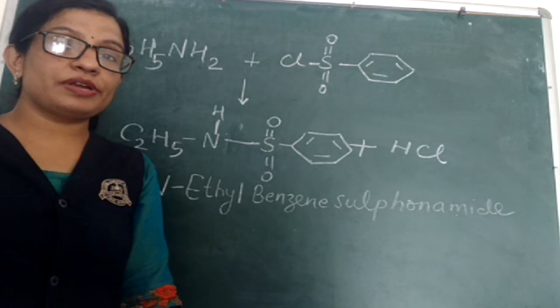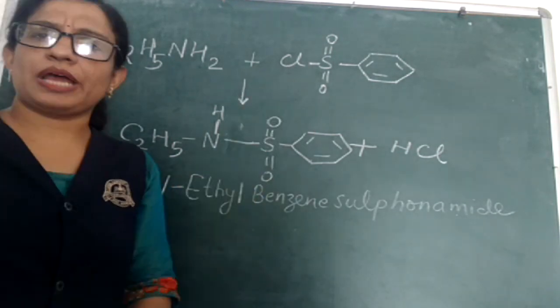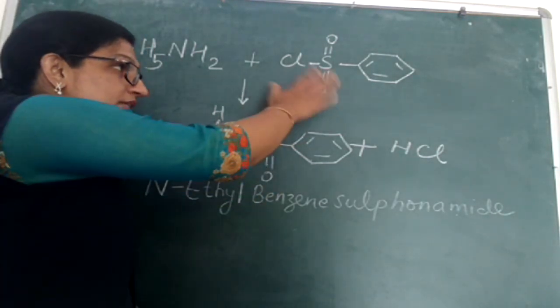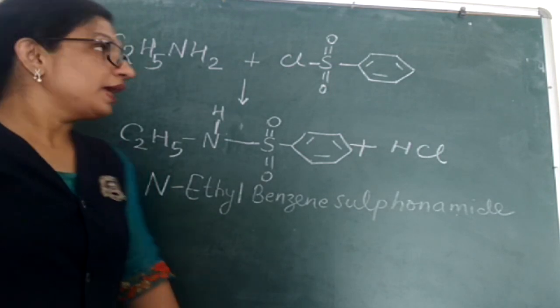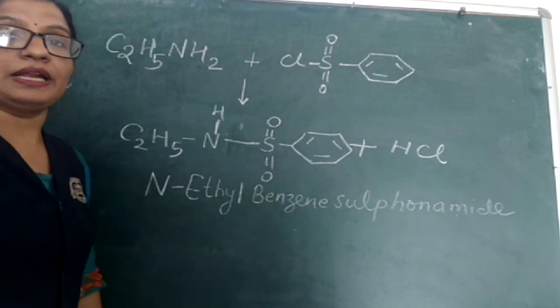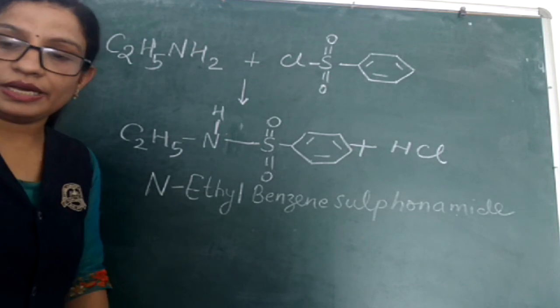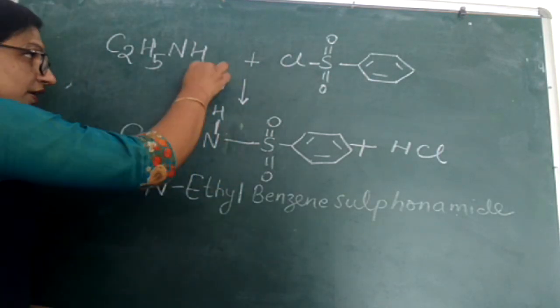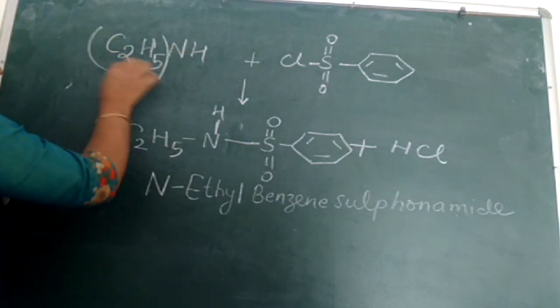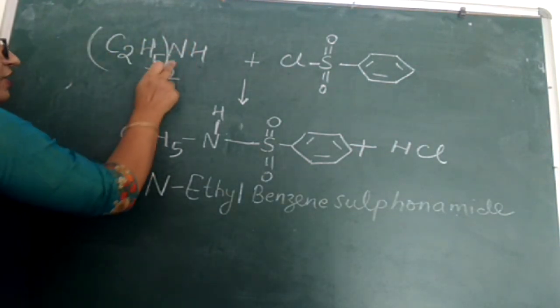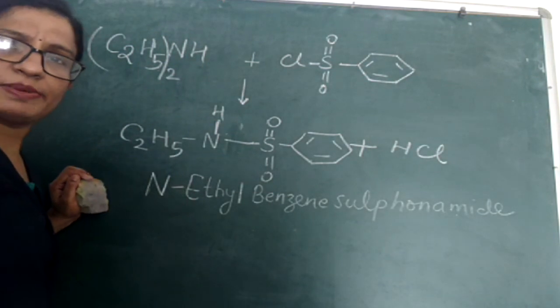Now how do secondary amines react? The same equation, I will make some changes. Hinsberg's reagent will be same, that is aryl sulfonyl chloride. In place of primary amine, here I am changing it to secondary amine. How will I change it? Replacing one more hydrogen by one more alkyl group, that is C2H5 twice NH. This will be secondary amine.